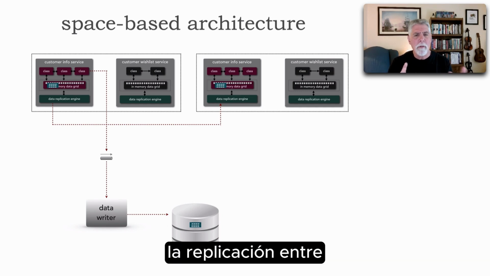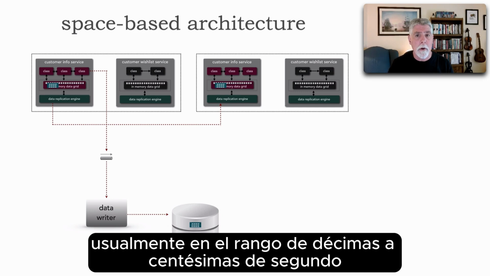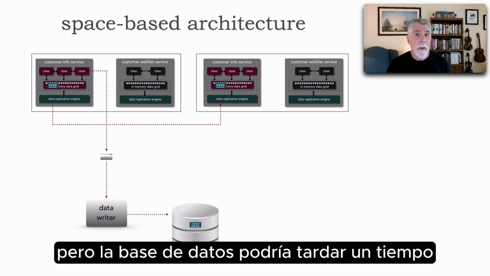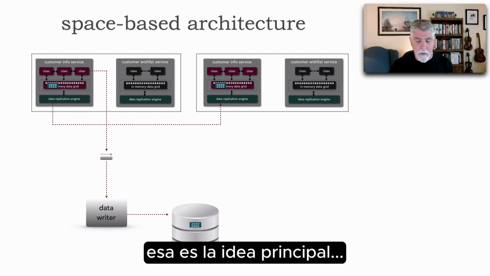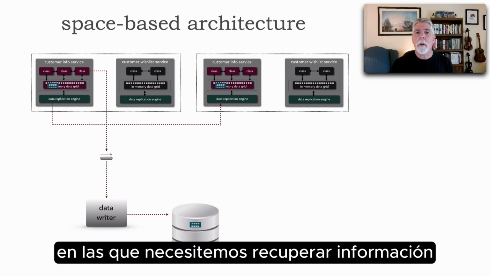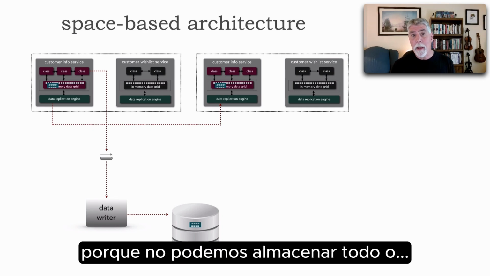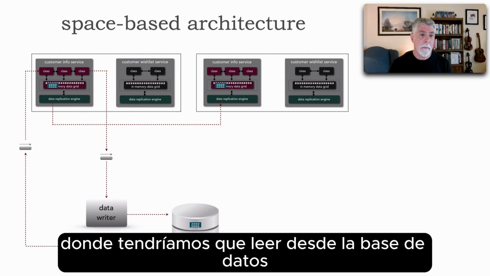The replication between the processing units is very fast, usually in a tenth to a hundredth of a second. But the database could take a while based on some of the load that we have, because we're processing more than we have connections to that database, and it's the whole idea. Now, there might be times when retrieving archived information because we can't store everything, or when we do a cold start, where we do have to read from the database.